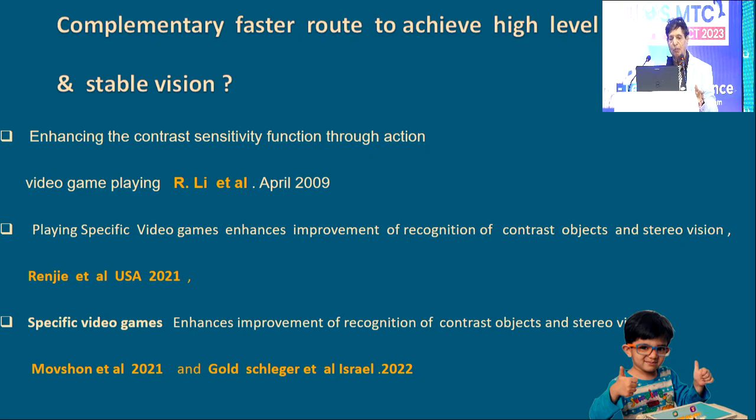There is a complementary faster route to achieve high level and stable vision without any instrument or equipment. It's a very simple thing. Enhancing the contrast, there are so many references. During 2009 they started enhancing the contrast sensitivity function through action video games. When playing video games is beneficial, then specific video games, the latest one is in 2022.